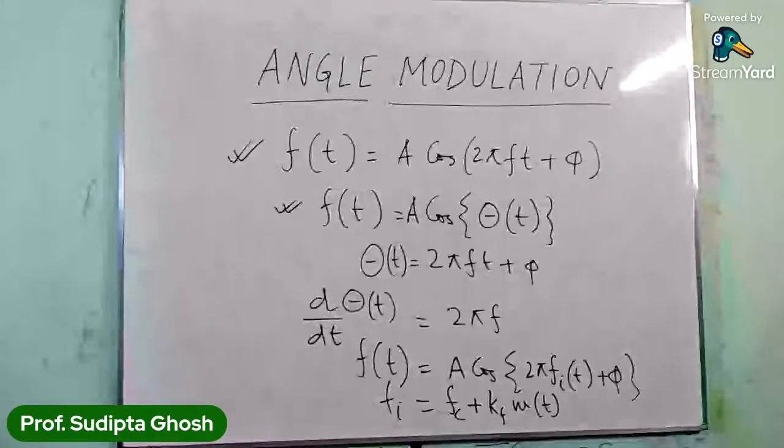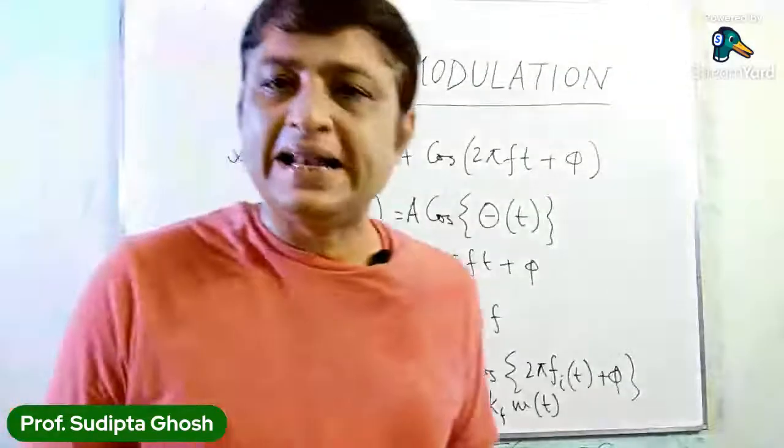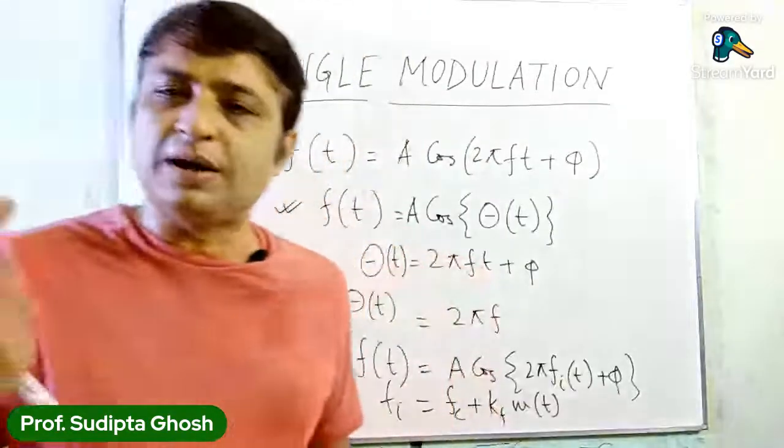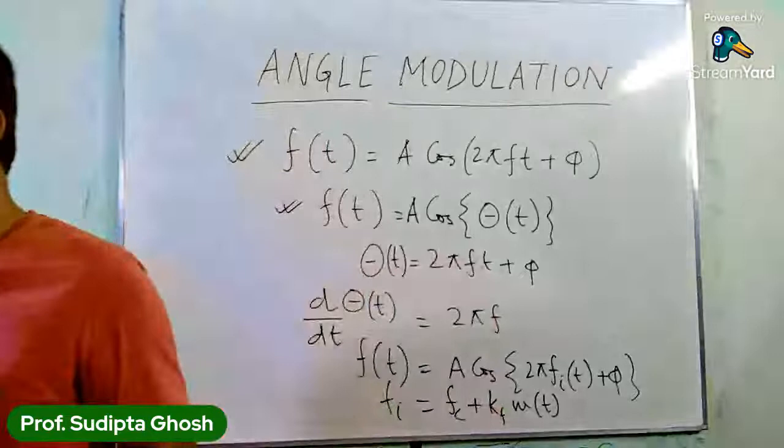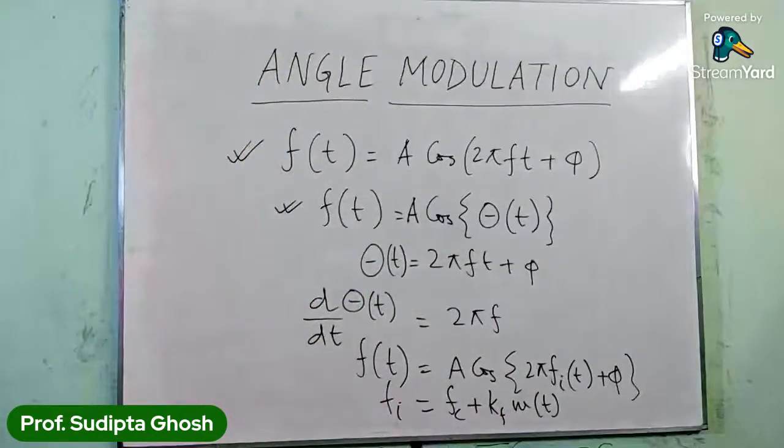This makes an FM wave obviously different from an AM wave. In the case of an FM wave, we can define two distinct quantities. Number one, the unmodulated frequency, which is the carrier frequency. And number two, the modulated frequency, that is FI, which changes from time to time, from instant to instant.